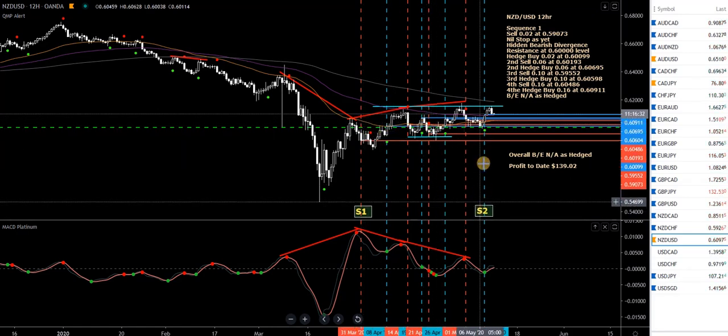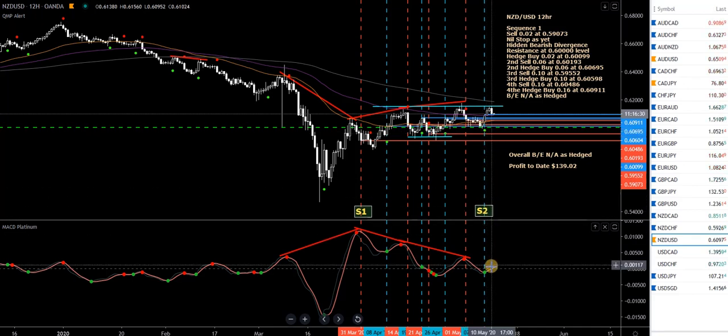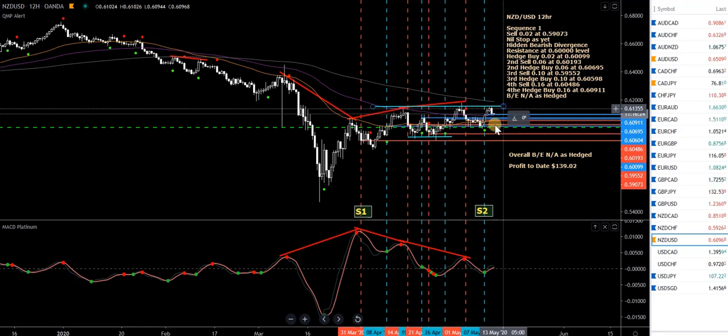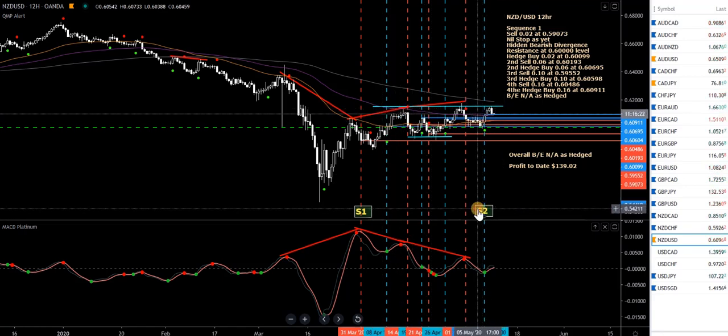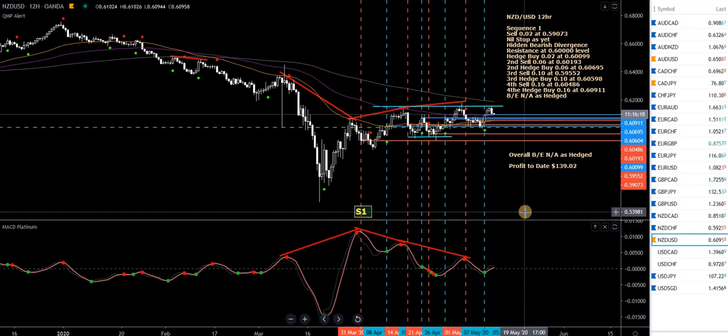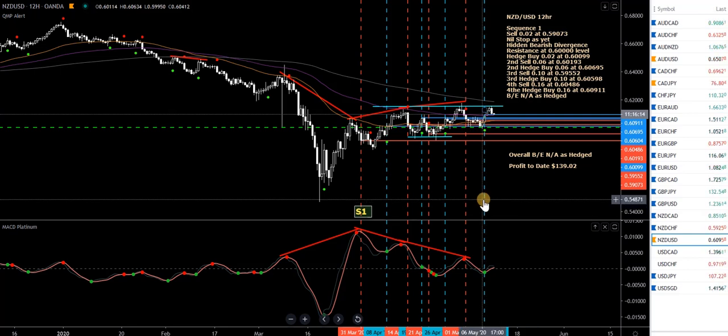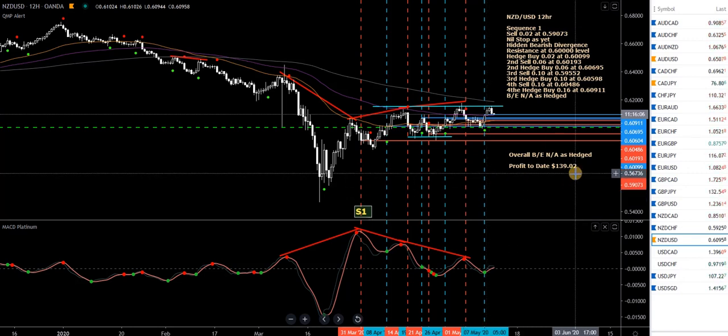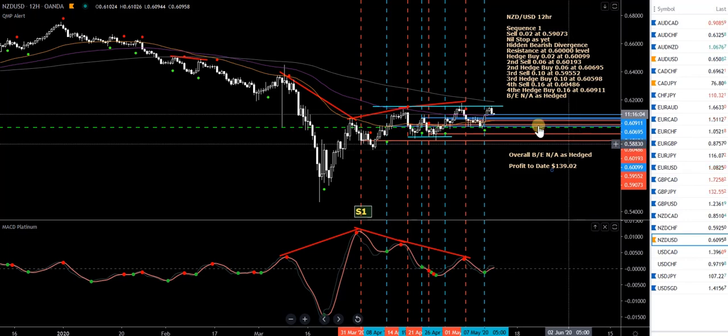Sequence 2 was here. It was a buy. MACD Platinum through the 0 level. I'm just closing that buy out. We've got this resistance level again. You'll find that the Aussie and the New Zealand are very highly correlated at times. So yeah, play it safe on both. So I've just closed that sequence 2 buy trade out, and that was a massive profit of $2.29, which has been added to the total here.